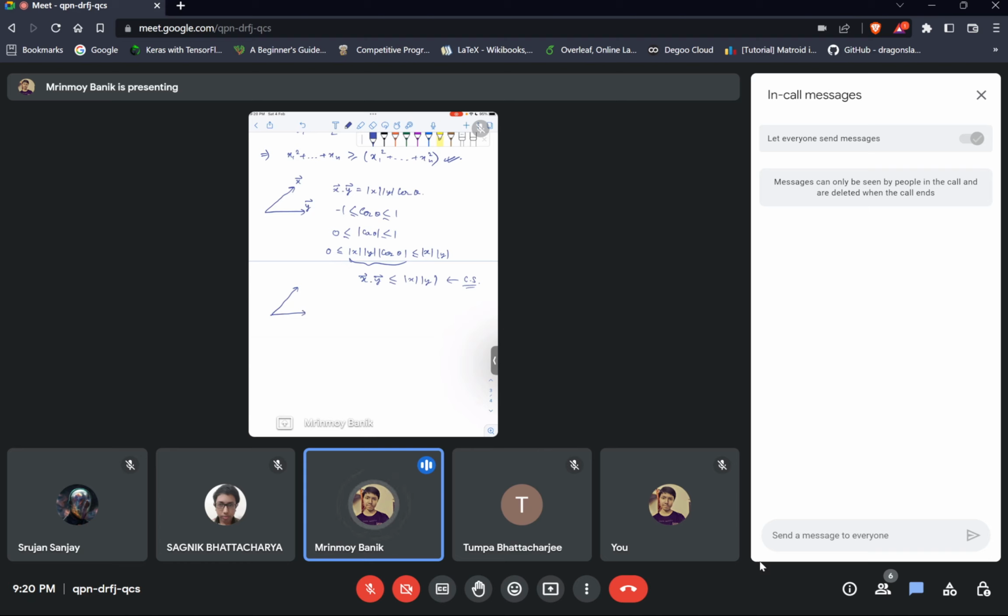So this basically says if you have two vectors and take the dot product, which is the projection of one onto the other, this length is always smaller than the product of the lengths of the two vectors. So we can use the quadratic formula for this one.